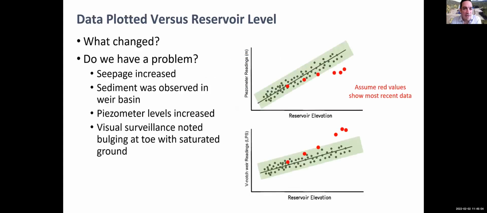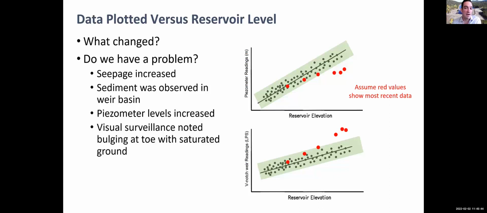So here we have an example of data plotted versus reservoir level, just what Dwayne was just showing us, right? So we developed this sort of trend or envelope of noise and what we expect all our readings to be. In this case, we have some red dots. Assume red values show most recent data. So you've collected maybe data over a period of a decade, and now you have a few new points. Do we have a problem, right? We see seepage may have increased. Sediment was observed in the weir. If you have other indicators like that, okay, you're pretty sure you have a problem.